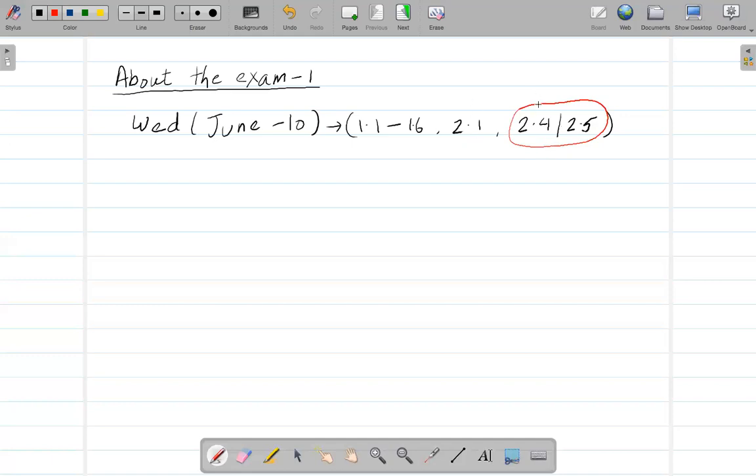Also, this was due Sunday, which you have already done. Now these three sections, 2.1, 2.4, and 2.5, will be due on exam day, Wednesday, by 11:59 p.m. I think that's all I want to say about the exam.